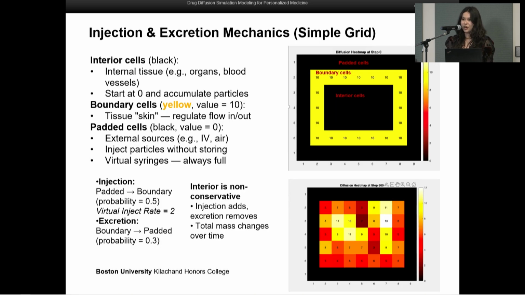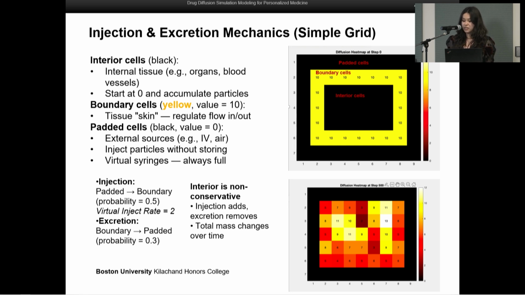Now let's walk through how particles enter and exit the system. This is where something called excretion and injection come in. So the simulation has three main zones: interior cells, boundary cells, and padded cells. Interior cells represent the tissue like an organ or bloodstream. This is where drug is accumulated or acting on.